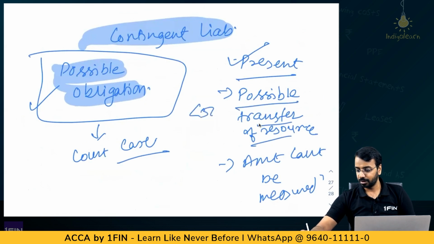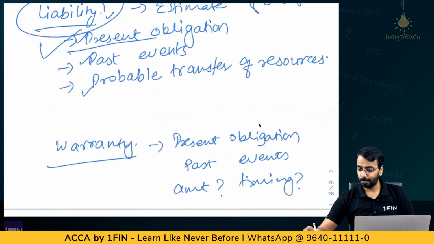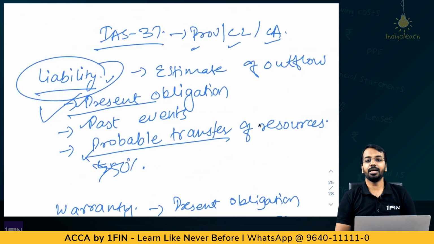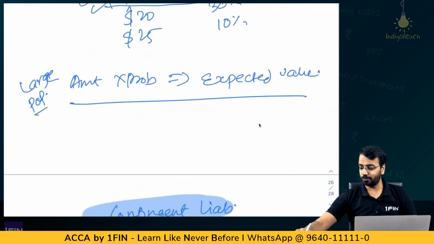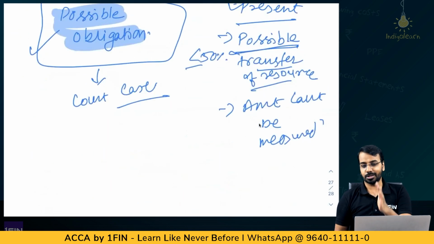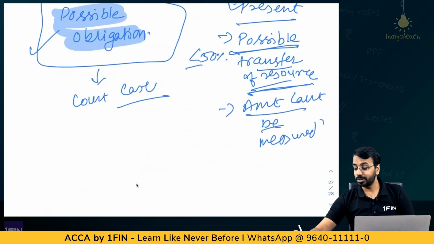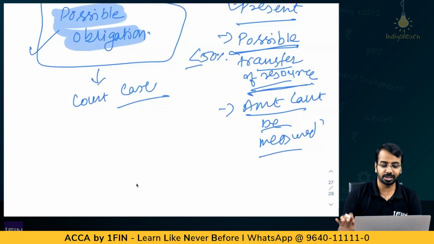Possible means less than or equal to 50%. Here we said probable. This is greater than 50%. So when I say probable, chances of outflow are greater than 50%. When the chances of outflow are less than 50%, it is possible. So it is a possible transfer of resource, that is one part. Or I cannot measure the amount. I know there is a present obligation, but I do not have the means to measure the amount at which I will have to transfer. So in all these scenarios, there is a contingent liability which is disclosed in the financial statement.